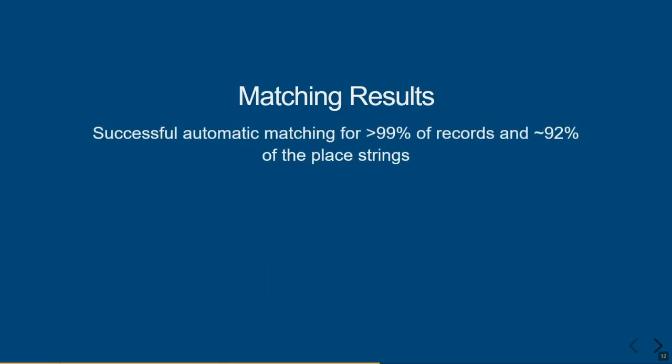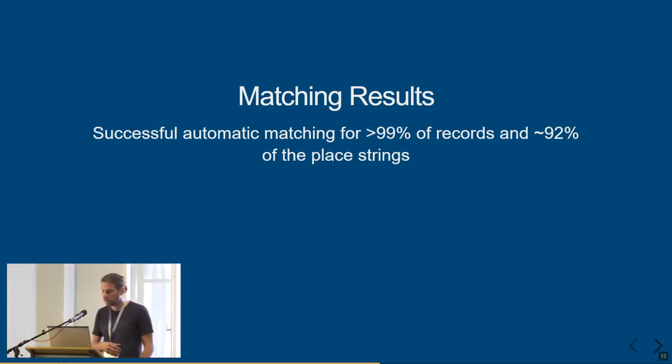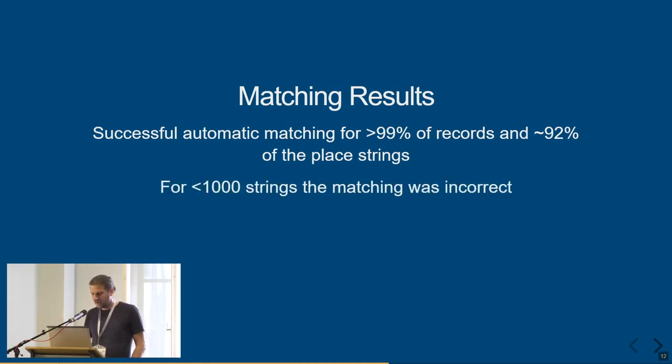And the matching results were very good. We could automatically match more than 99% of records with this approach. This was only 92% of the strings. So obviously those strings that only occurred one or two times often didn't appear in Wikidata, and so we had to do a lot of work with those in the long tail.